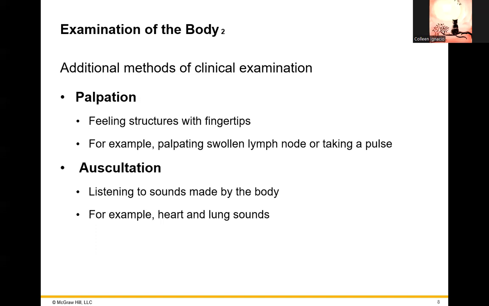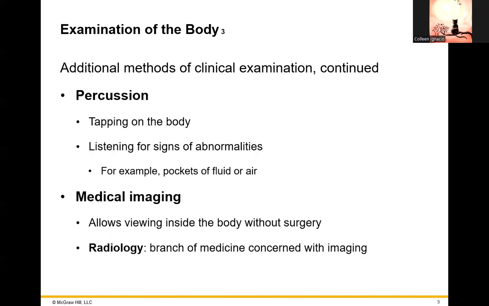Okay. Auscultation is listening, so listening to sounds made by the body. We usually use what's called a stethoscope, and we will auscultate or listen. We can listen to heart sounds, lung sounds, abdominal sounds. That tells us if our patient's GI system, or gastrointestinal system, is working. So these are all important things for us to learn, to auscultate the sounds made by the body, and what's normal and what's abnormal. But you'll get into that in your later courses.